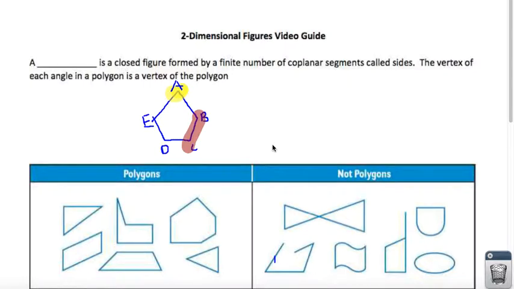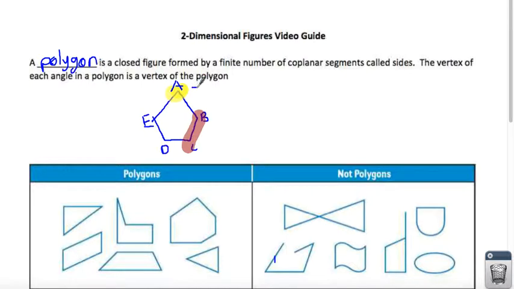So these notes cover two-dimensional figures. So we have a new vocabulary term here. A polygon is a closed figure formed by a finite number of coplanar segments called sides. The vertex of each angle in a polygon is considered a vertex of the polygon.